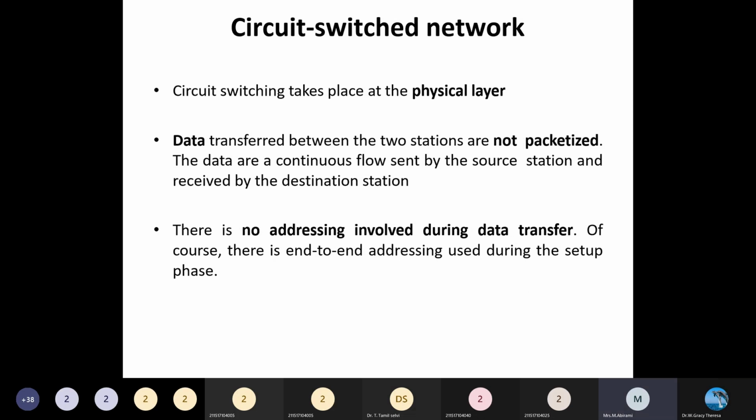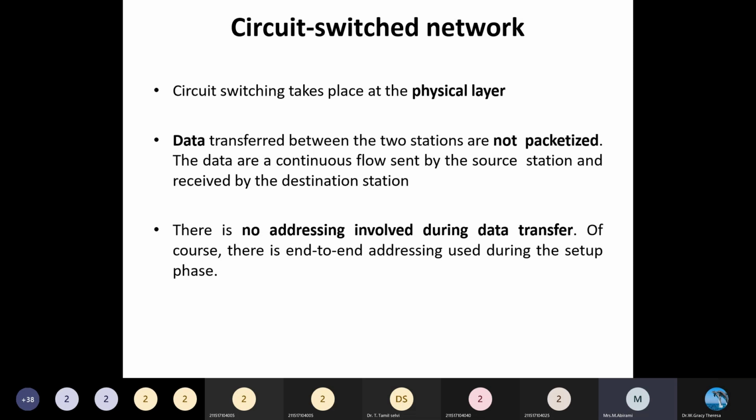Okay. So in this circuit switched network, the data transferred between the two stations are not packetized. Okay, so it is received the data from source station to destination station. Okay, here no addressing is involved during the data transfer. Of course, this is the end-to-end point establishing the connection between one link to another link, isn't it? So the teardown phase and setup phase and the data transfer phase, how to decide.